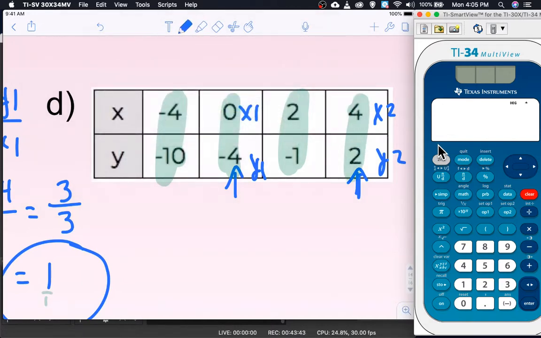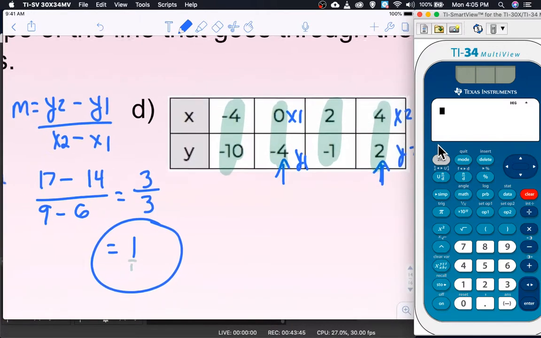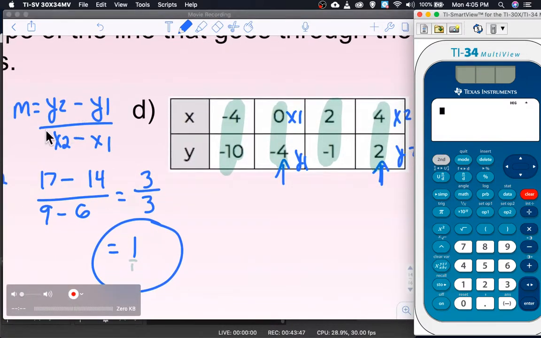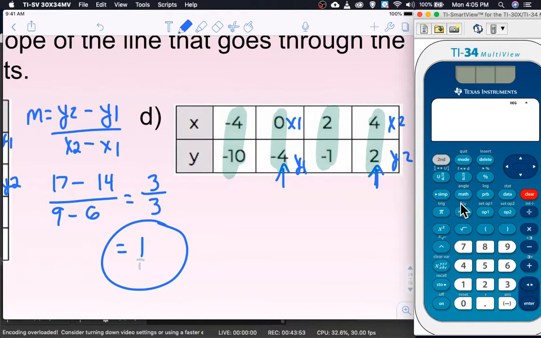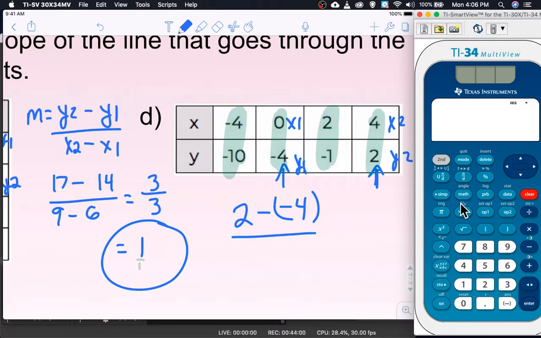Formula. I actually have it right here, so I'm not going to write it down again because I have him right here. He's visible to me. There we go. So y2 minus y1 over x2 minus x1. Make sure you had your numbers plugged in the right place. That's the #1 mistake. And now we math.